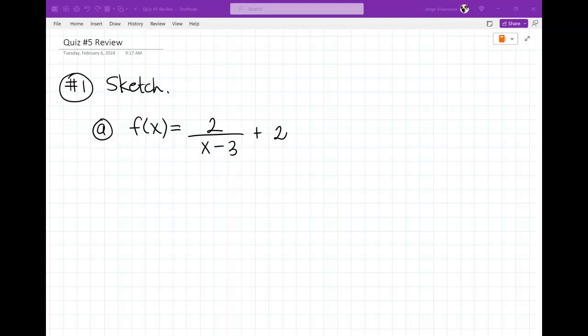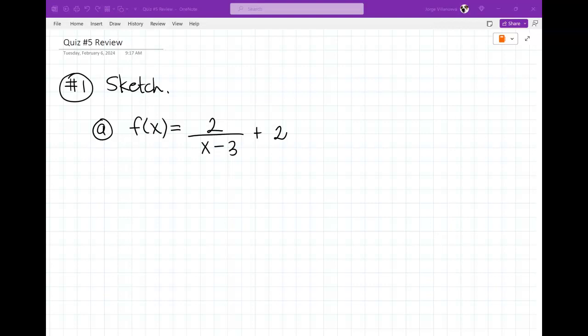All right, so quiz number 5, review. We have some sketching we have to do, some stuff that we have to do with pictures. We have some working together problems, and then we have some of the stuff we did yesterday, which was the radical stuff, the nth roots and stuff like that. So we'll start off with the drawing, the sketching part.